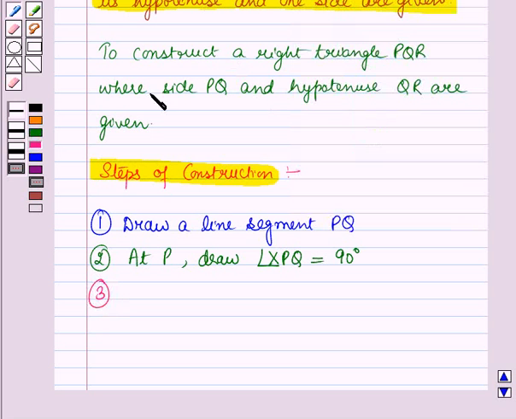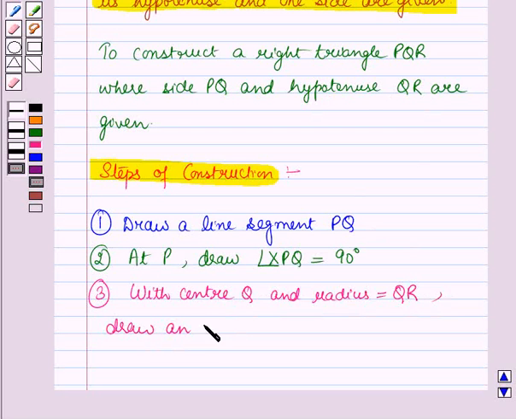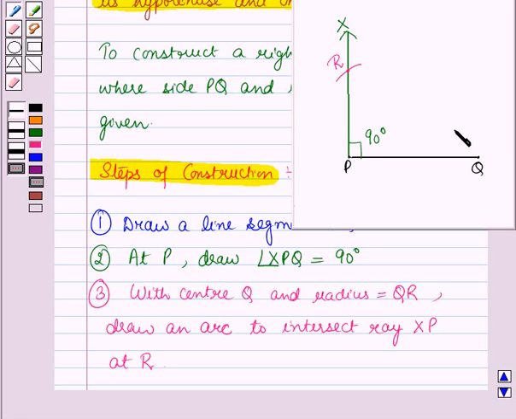Now in the next step, with center Q and radius equal to the length of the hypotenuse, which is QR, draw an arc to intersect the ray XP at R. So with Q as a center and radius equal to QR, we have drawn an arc to intersect the ray XP at R.